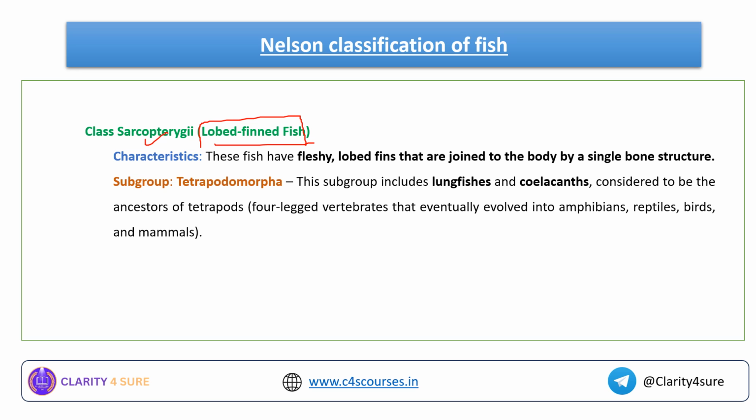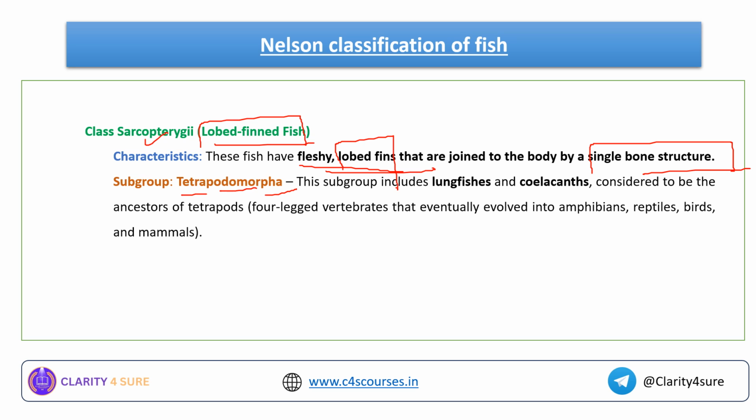Okay, next comes the class Sarcopterygii, that is the lobe fin. What is a lobe fin? They have fleshy lobed fins that are joined to the body by a single bone structure. Fleshy lobed fins, these are the keywords. And what are the subgroups of this? Here we have a subgroup called Tetrapodomorpha, which includes fishes like lungfishes and coelacanth, which are considered to be the ancestors of tetrapods.